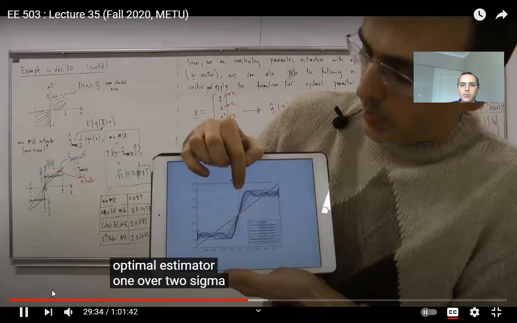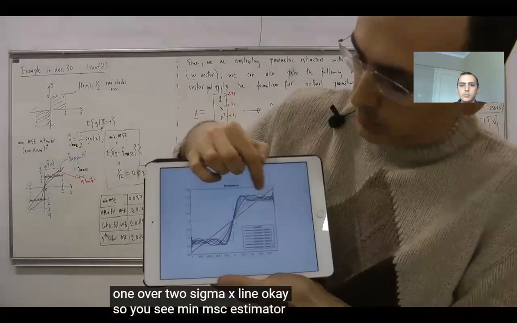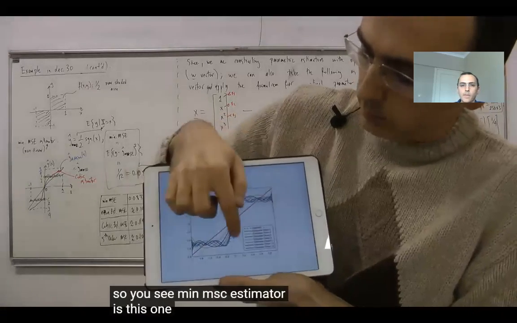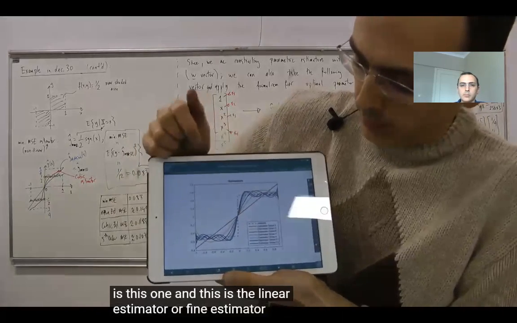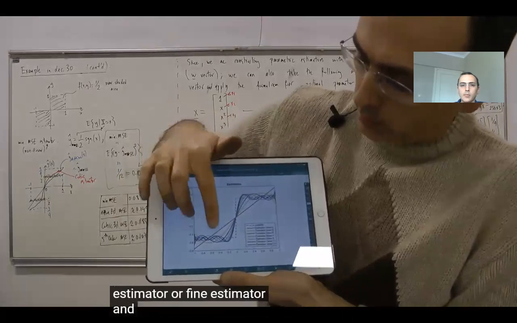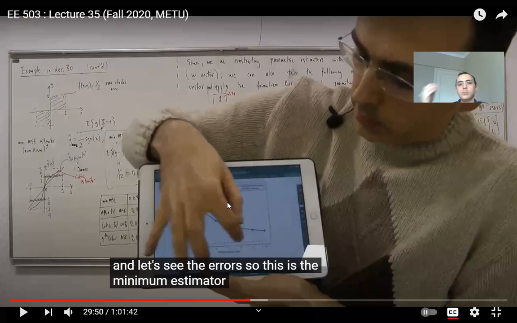Let me go ahead with the video. So you see the MMSE estimator is this one, and this is the linear estimator or affine estimator. And let's see the errors. So this is the minimum. In this video, we will see the Matlab code for the linear estimator, cubic estimator, and the higher order estimators, and we will see how these plots are generated.